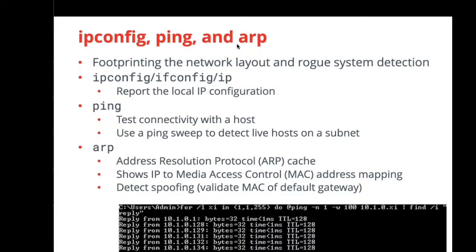I hope you all are familiar with these things: ipconfig, ifconfig, ping, ARP. You need to look for the IP address of your machine. You use ipconfig when it is a Windows machine. If it is a Linux machine, you can go for ifconfig or ip space -a. It will give you the local IP configuration, whatever you want from your machine, what IP address, what MAC address, and all. Right?